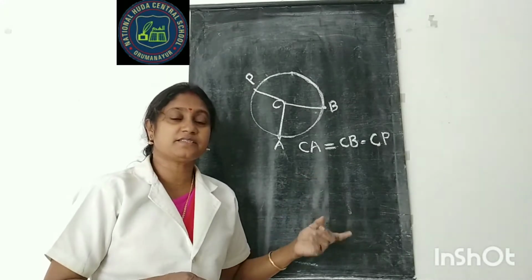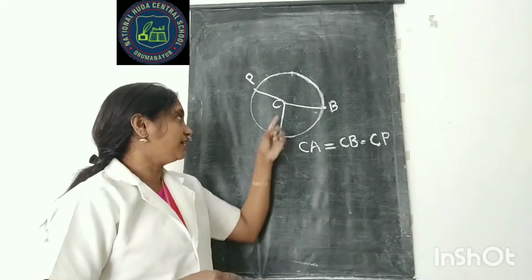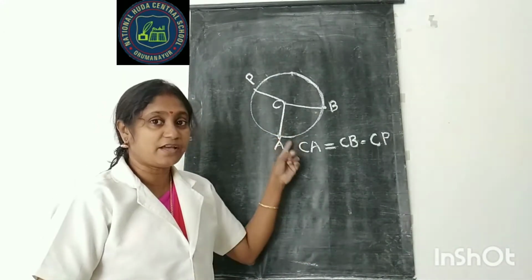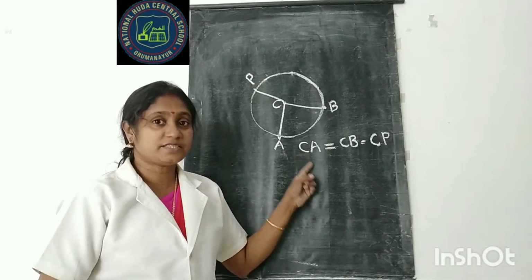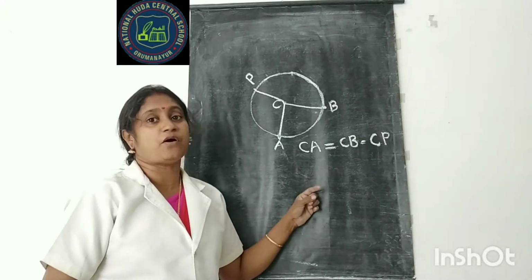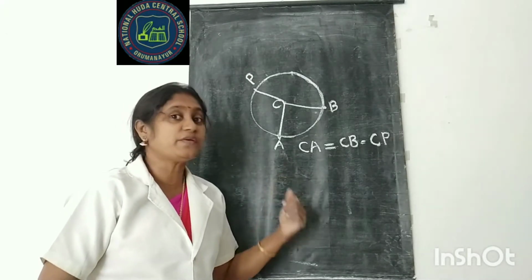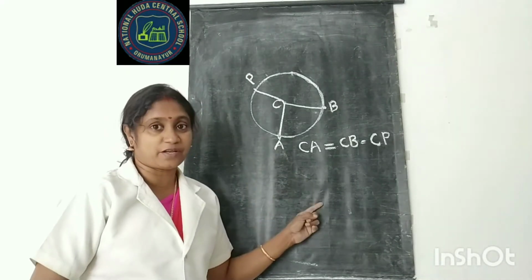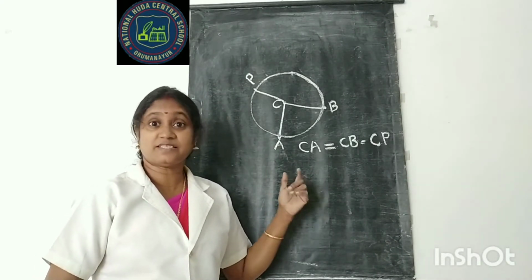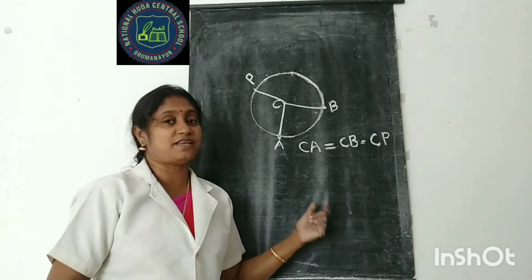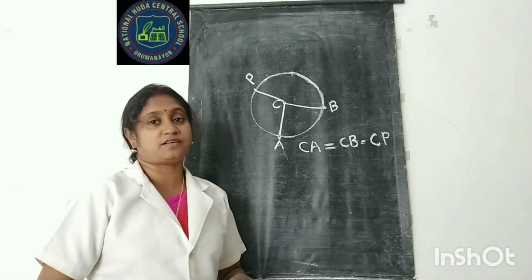So what is the radius? The radius is the distance from the center to any point on the circle. Otherwise, we can say that it is a line segment from the center to any point on the circle.